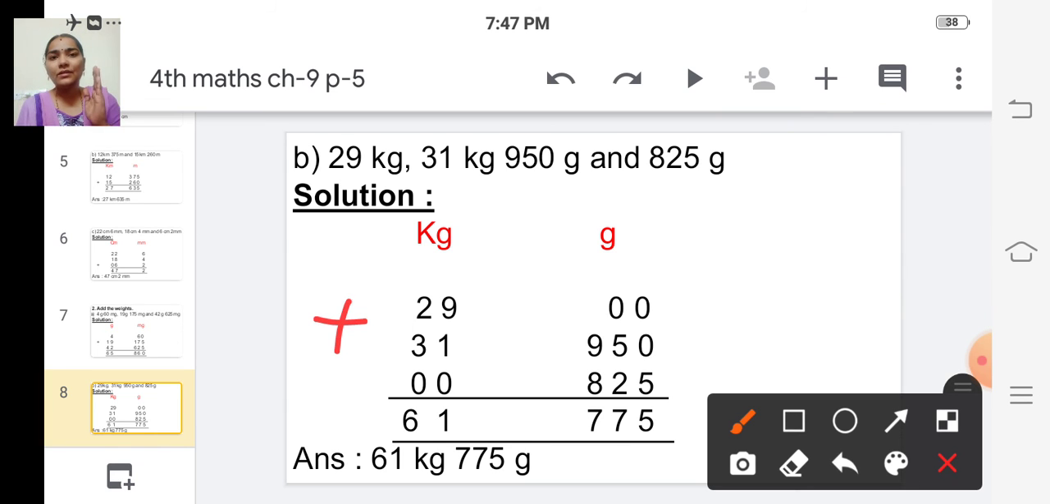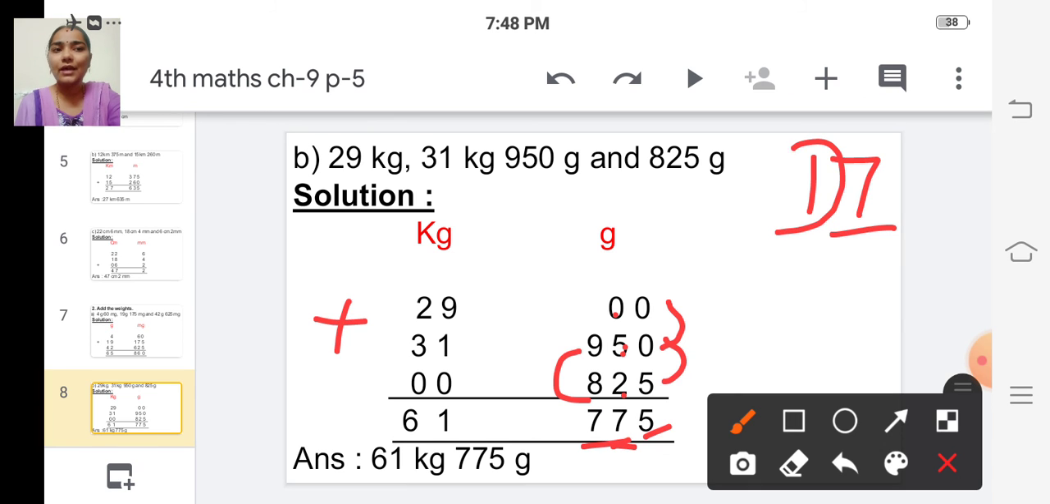So starting from right hand side. Okay, so 0 plus 0 is 0 and 0 plus 5 is 5. Okay, and the next one is 0 plus 5 is 5 and 5 plus 2 is 7. Okay. The next one is 9 plus 8. 9 plus 8 is 17. So 17 is a 2-digit number. So you have to write the 7 in the answer and you have to carry over this 1 to the next place.